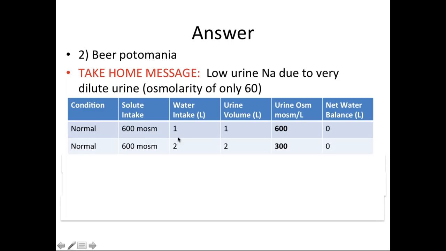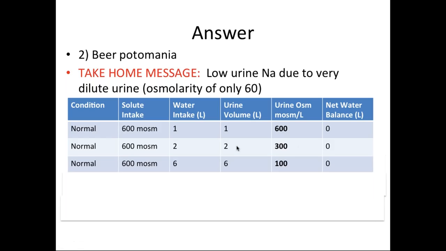balance. If the same person the next day takes 2 liters of fluid and the osmolarity intake remains the same at 600, the ADH will be adjusted and the kidney will adjust the urine osmolarity to 300. The person will put out 2 liters and again he is in balance. If we increase the water intake to 6 liters, the kidney adjusts with the ADH being shut off to 100, and you put out 6 liters in urine and are in balance.